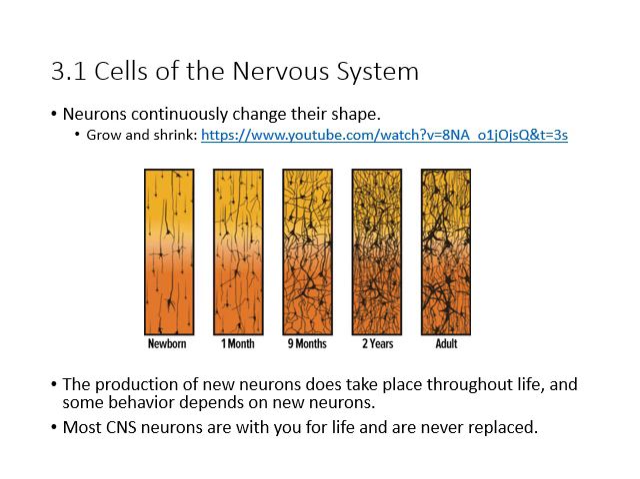There are new neurons created throughout life, and some behavior is dependent on new neurons. However, within the central nervous system, the brain and the spine, most of those neurons are there when we're born and are never replaced. So this is one of the reasons why damage to the central nervous system is so serious, because we're not able to create new neurons readily.